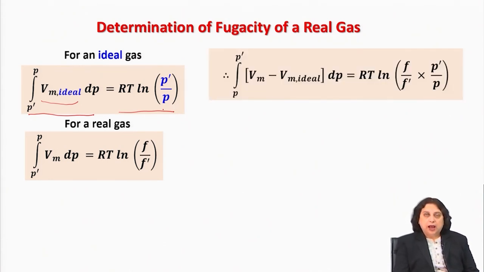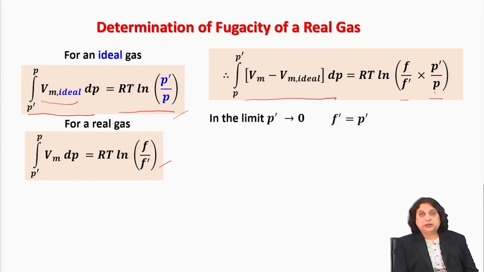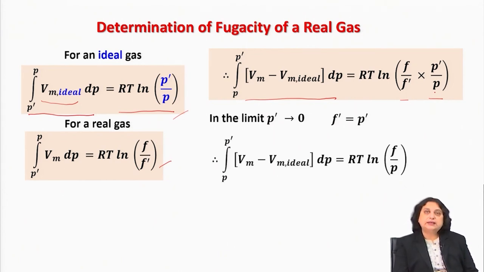Now, I can use these two expressions and evaluate this integral, which turns out to be RT ln[(f/f prime)(P prime/P)]. In the limit of P prime going to 0, I know that f prime can be replaced by P prime, and therefore I can simplify this integral to an expression like this. Since f prime is equal to P prime, I have eliminated these two terms, and all I have on the right hand side is the ratio f by P.